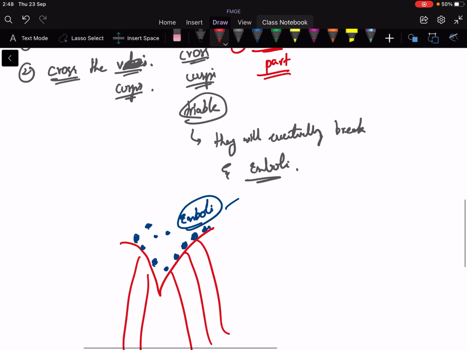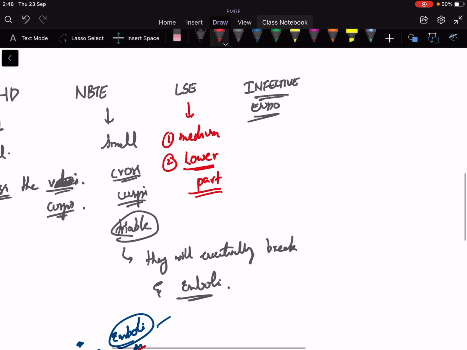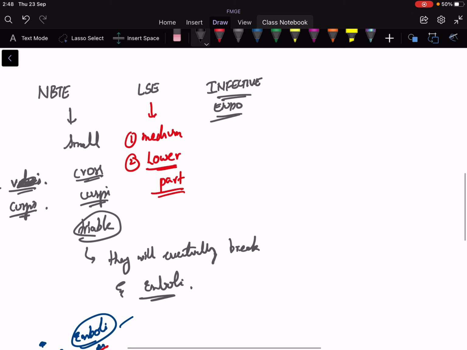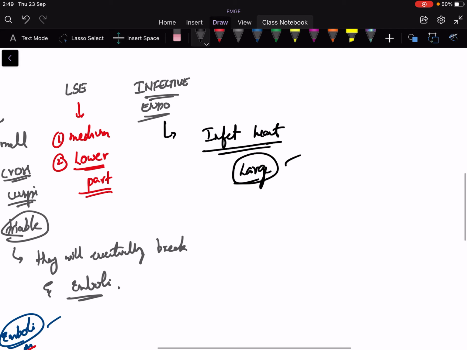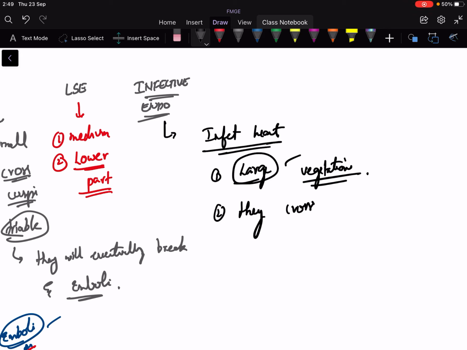Next we will talk about infective endocarditis. As the name suggests, in order to infect the entire heart, what do you think? Should they be small, medium sized or large? Obviously they are large. These vegetations are very large, and obviously if the vegetations are large, they will cross the cusps.